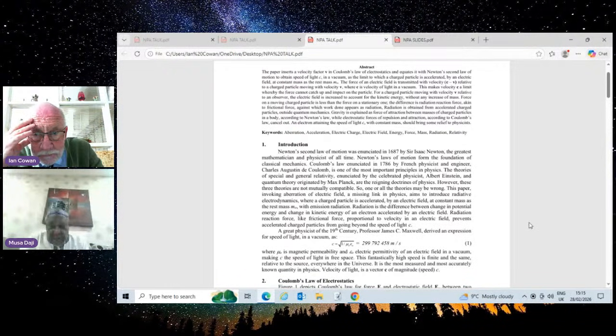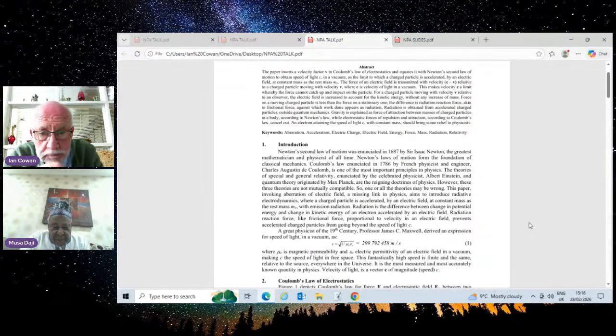This paper, invoking aberration of electric fields, a missing link in physics, aimed to introduce radiative electrodynamics, where a charged particle is accelerated by an electric field at constant mass, the rest mass, with emission of radiation. Radiation is the difference between change in potential energy and change in kinetic energy of an electron or a charged particle accelerated by an electric field.